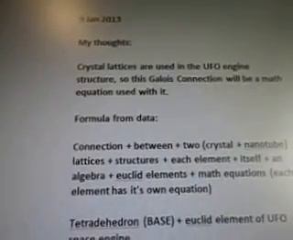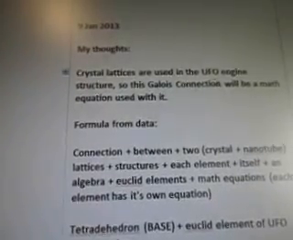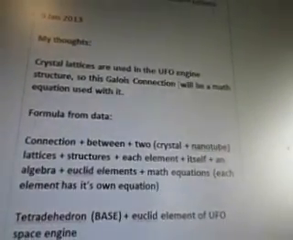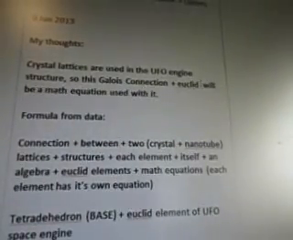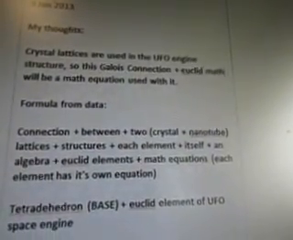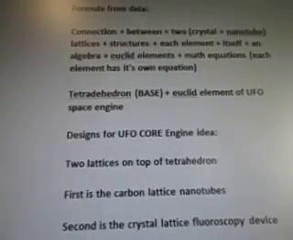Sorry. January 9, 2013, my thoughts. The crystal lattices are used in the UFO engine structure so that this Galois connection will be a math equation used with it. So we're going to be adding the Galois connection plus the Euclid math equations, okay? Yeah, this is what happens when I start researching. Okay. Formula from data. Connection between two crystal nanotube lattice structures, each element itself an algebra, Euclid elements. Math equations. Each element has its own equation.